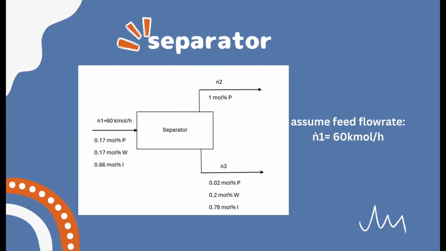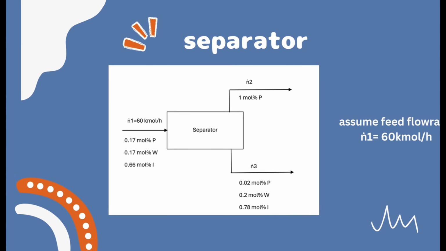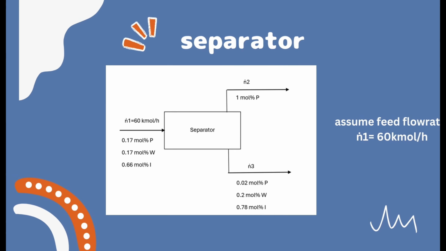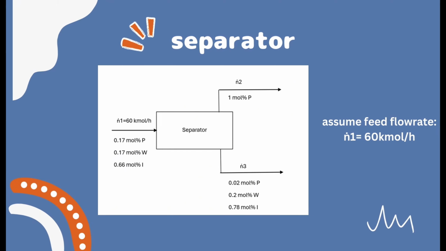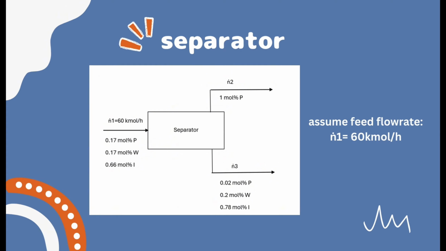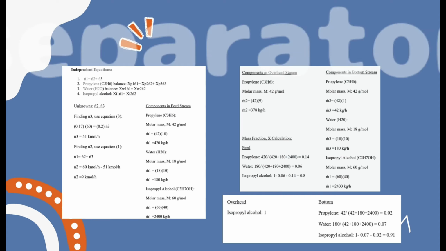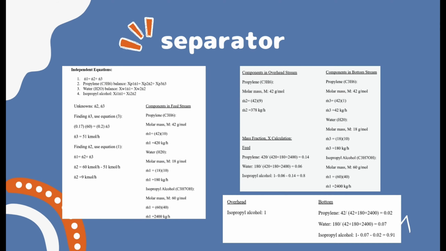We assume that the feed flow rate is 60 kmol per hour and it contains propylene, water, and isopropyl alcohol. At the top product, there is only propylene, while at the bottom product, it also contains propylene, water, and isopropyl alcohol. These are the physical properties of all the components that we consider during the calculation. First, we calculate the molar flow rate of the bottom product and top product using the equation in equals out. We also calculate the mass flow rate by multiplying the molar mass with the molar flow rate.